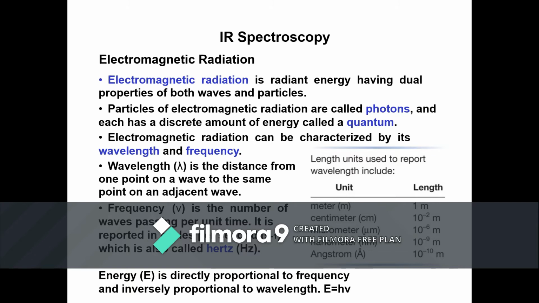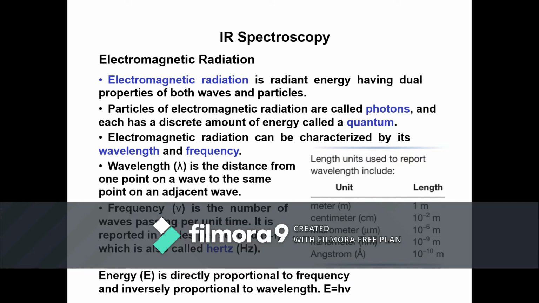Electromagnetic radiation is radiant energy having the dual properties of both waves and particles. Particles of electromagnetic radiation are called photons, and each has a discrete amount of energy called a quantum. Electromagnetic radiation can be characterized by its wavelength and frequency.